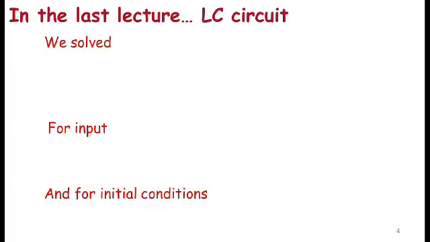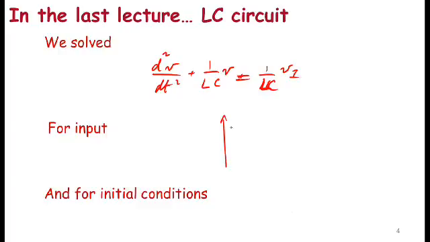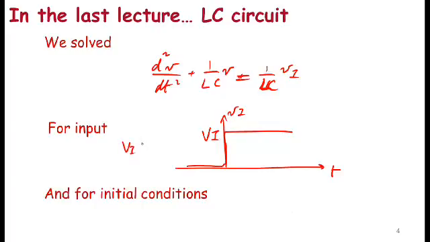We wrote the equation for the node with the voltage V, and that was given by d squared V by dt squared plus 1 by LC V equals 1 by LC VI. It was a second order differential equation. And we said, let's go ahead and solve this for an input that looked like this. This was T, and we said, let's take a step, for voltage VI, that goes from 0 to capital VI. So this input could be represented as VI U of T, where U of T is my unit step.